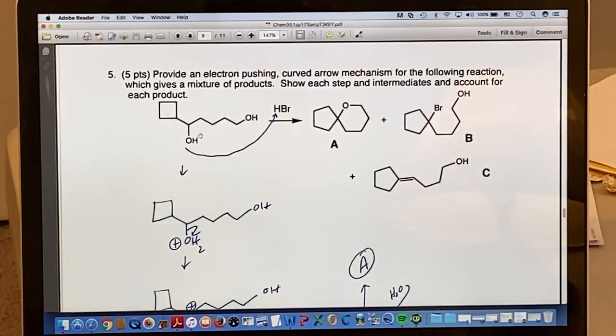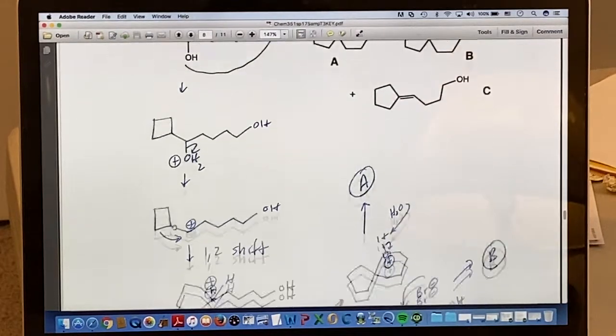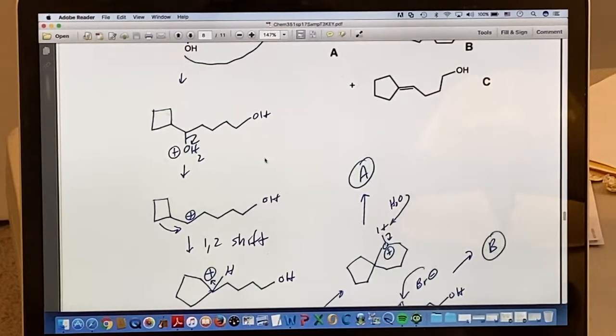Hydrobromination reaction of alcohols. Why are we reacting the secondary one first? Well, because that will give a secondary carbocation, okay? We don't want to form a primary carbocation. We are protonating this, it's reversible. The protons are going on both of these alcohols.